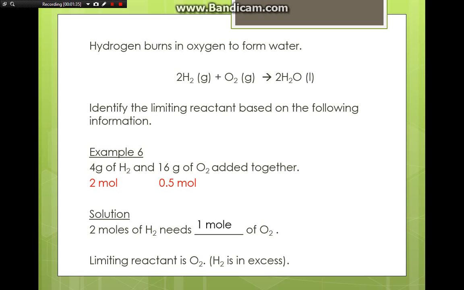So this part, writing the statement and the reasoning, is the same as before. It's just that we have to make sure we convert the mass to moles before we can compare.